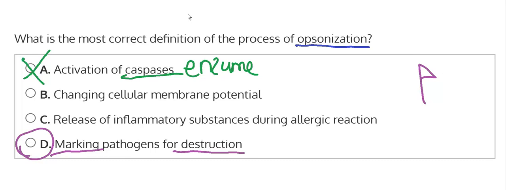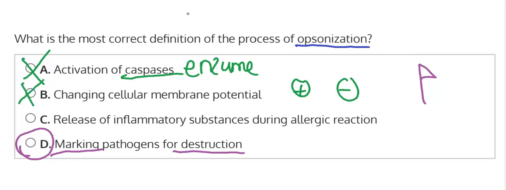Option B is changing cellular membrane potential. So if you remember with your chemistry, how you have your positive and you have your negative, you have your charges for different cells. So this has to do with changing the charges, which again isn't related to this process of opsonization. So we could eliminate option B.